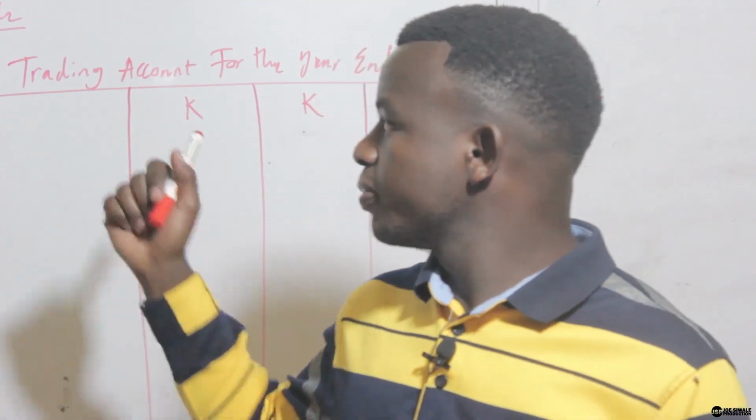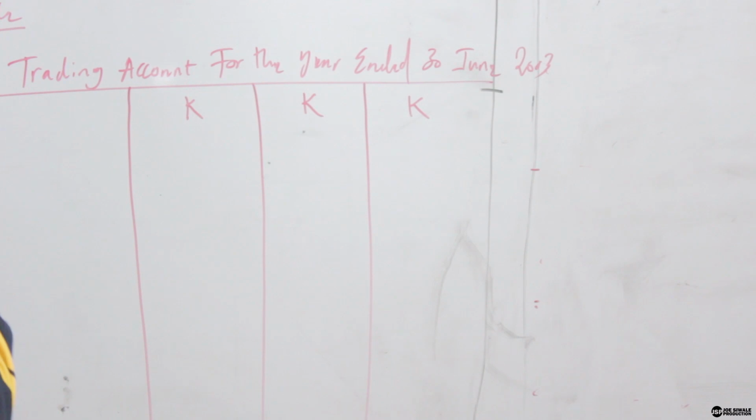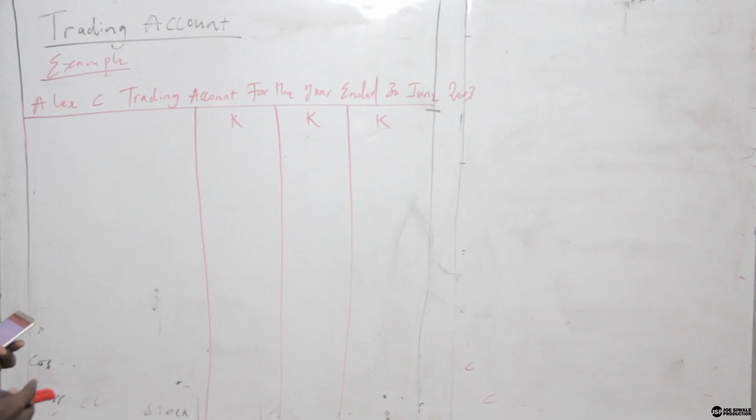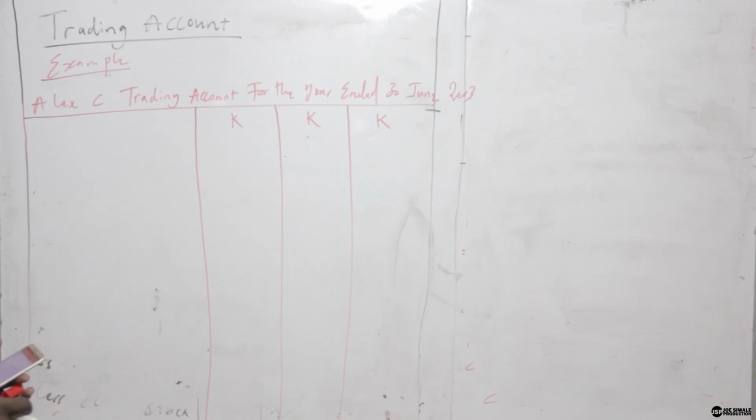So the first thing that you're supposed to do is to put up the title. So I've written the title here, and the title is going to read Alexi's trading account for the year ended 30th June 2003. So that's the first step that we're going to do.